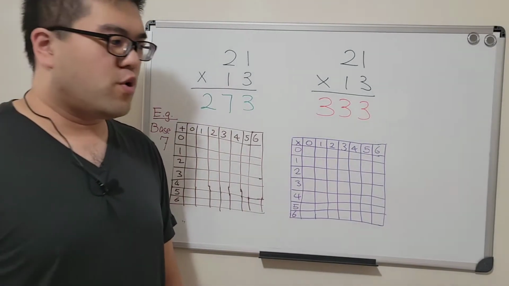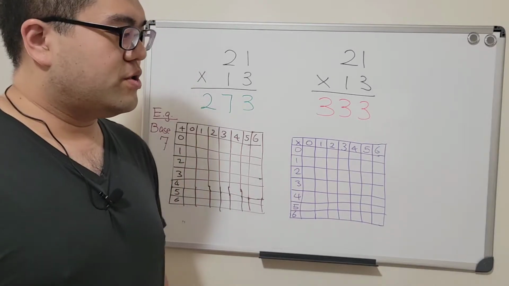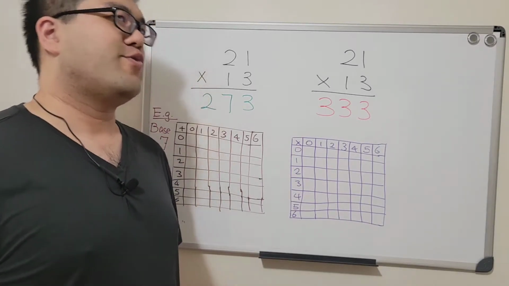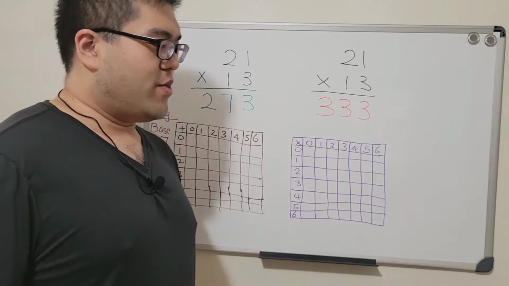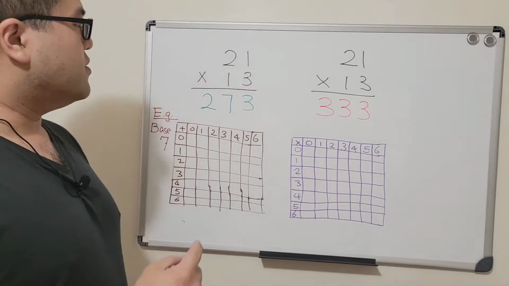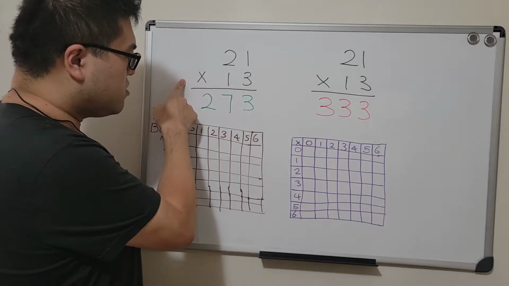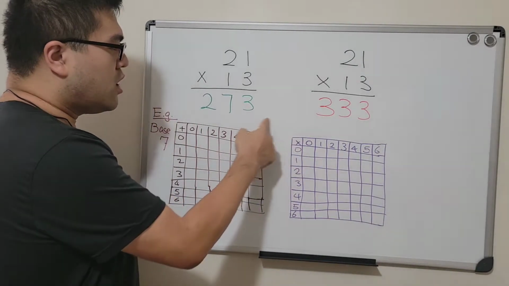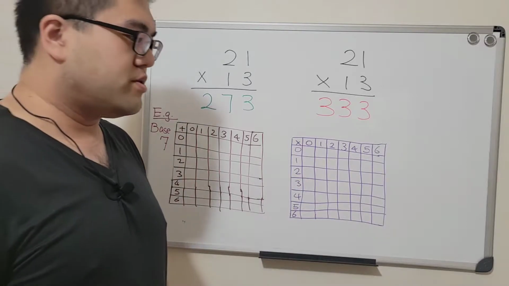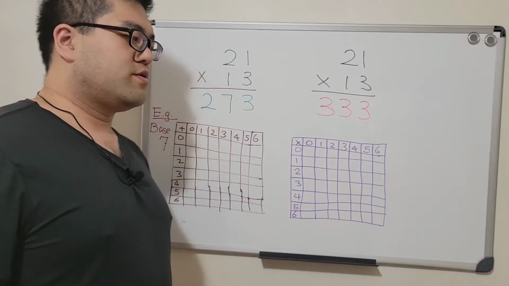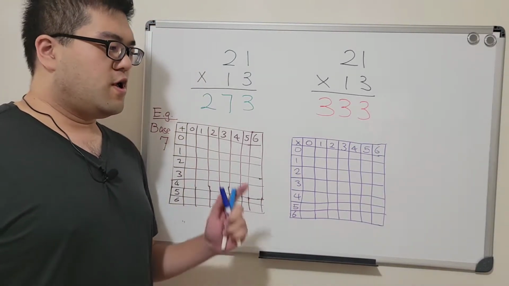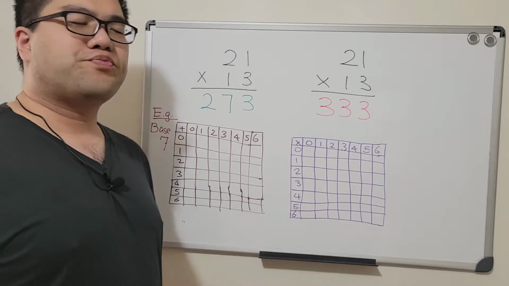Alright, what's up everyone? Today we're going to do some basic calculations that were taught in elementary school. Here we go. 21 times 13. Wait a second. How do we get two different answers? What's going on? Right, first, let's talk about the numeral system.